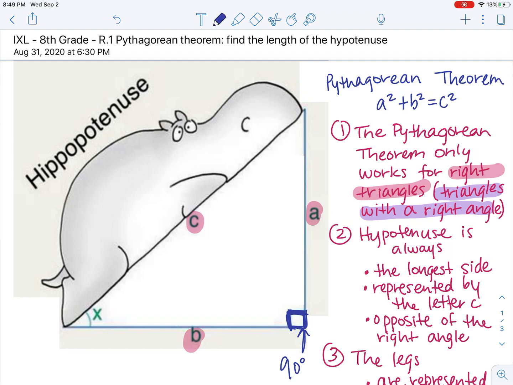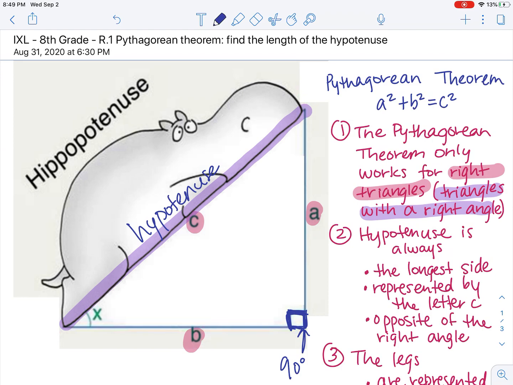Now, there are some things that we need to know about the hypotenuse. The hypotenuse runs right underneath our hippopotenuse. Hippopotenuse is just a funny little cute word for the hippopotamus laying on top of the hypotenuse. But this is the hypotenuse. The hypotenuse is always the longest side. Out of sides C, B, and A, the hypotenuse is always the longest of those three sides.